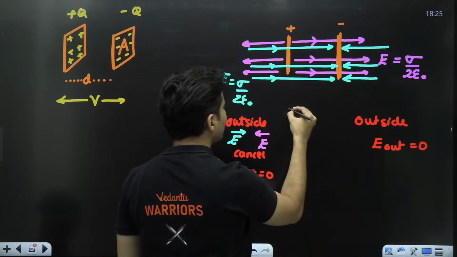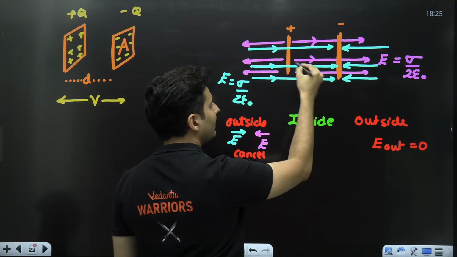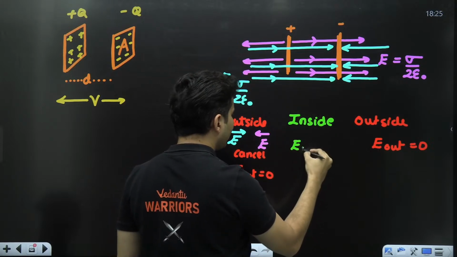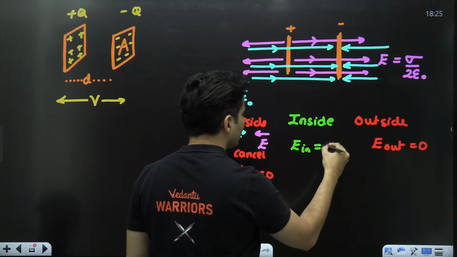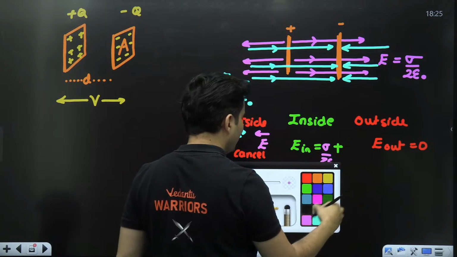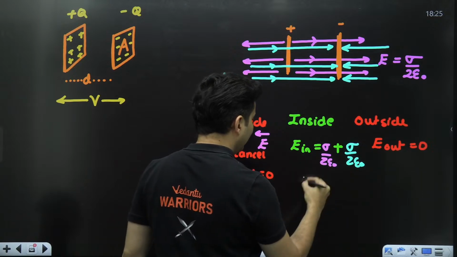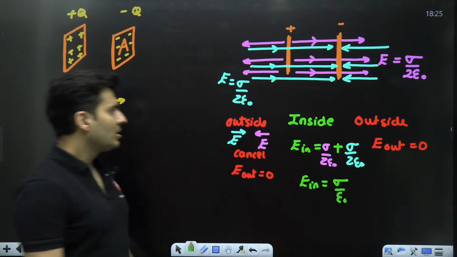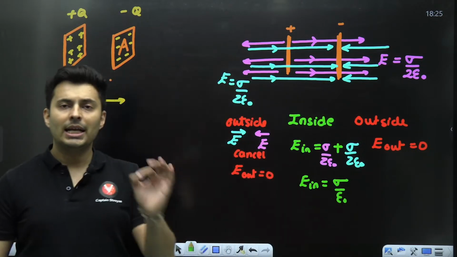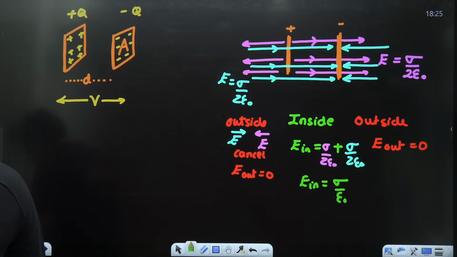Whereas if you go inside, between the plates of the capacitor, they are in the same direction. So the net electric field inside the capacitor is the addition of both these fields. That means it is sigma by 2 epsilon naught plus sigma by 2 epsilon naught, so the net electric field inside the capacitor is sigma by epsilon naught. So outside the capacitor, the field is 0. Inside the capacitor, the field is sigma by epsilon naught. Till this point, is everybody clear? Everyone understood till this point?